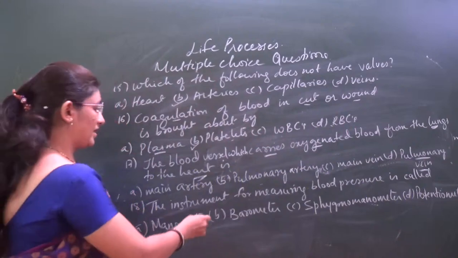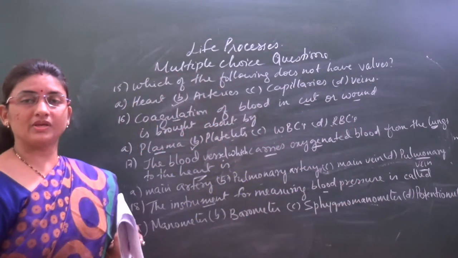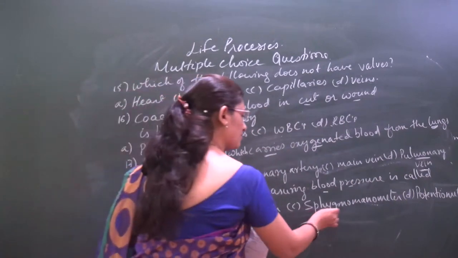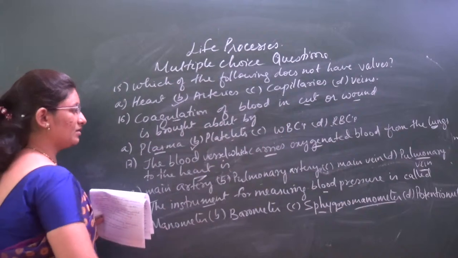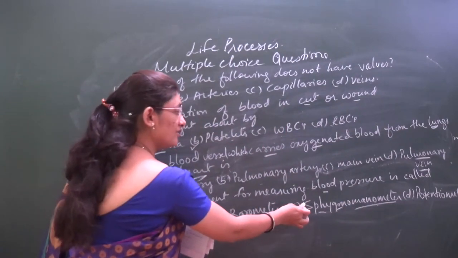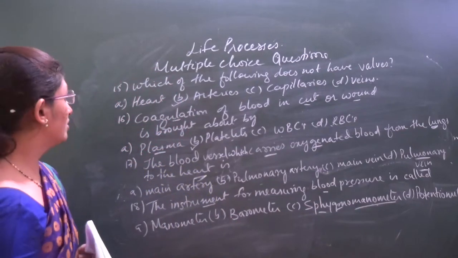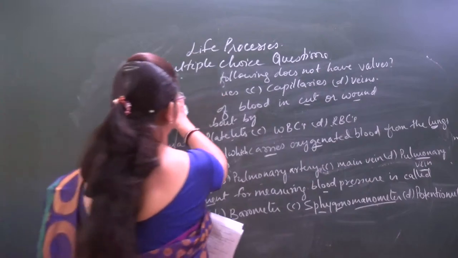Yes, the instrument to measure blood pressure is called the sphygmomanometer. Remember this, sphygmomanometer. The rest are not related to biology. So here we come across the sphygmomanometer, which helps to measure blood pressure. It is an instrument by which we can know the blood pressure of a person.